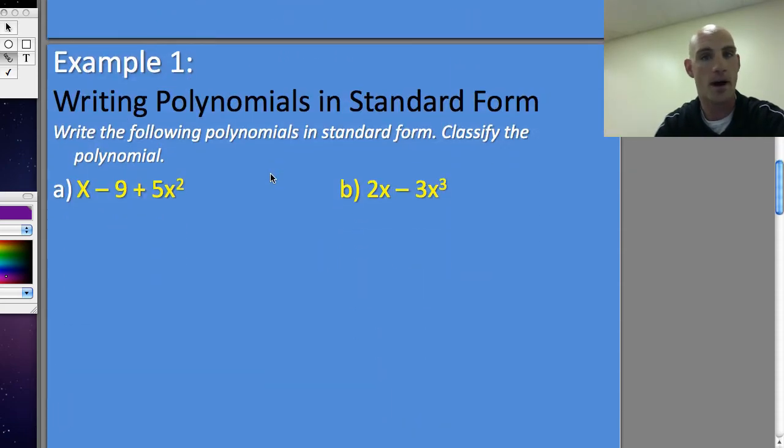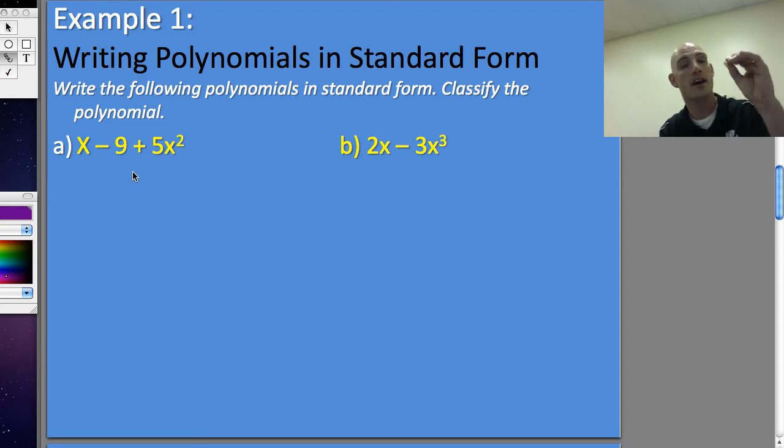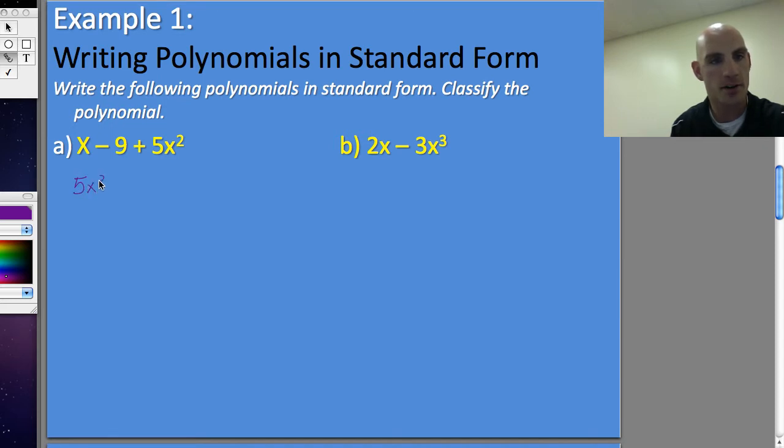In example 1, we're going to write polynomials in standard form. The example says, write the following polynomials in standard form, classify the polynomial. As you can see, we have an x squared term here, we have an x term, and we have this minus 9. Well, I know that x squared has a higher degree than x, so I'm going to rewrite this. Because 5x squared is positive, I can leave it as positive 5x squared. And this x is positive, and then I have this plus a -9. I could also write this as 5x squared plus x plus -9, which would be the same as saying minus 9. Okay, so you see how I did that there?